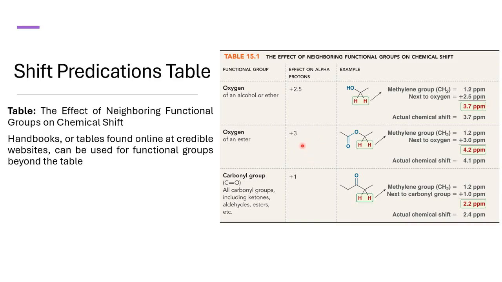If the alpha protons are part of a functional group containing an ester, then we expect them to be about 3 ppm more downfield. So a methylene group, again expected at about 1.2 ppm, because it's alpha to an ester, we add 3.0 ppm, and we would expect it at around 4.2 ppm. If they are on an alpha carbon of a carbonyl group, then we would expect them to be about 1 ppm more downfield, or about 2.2 ppm. Please note that these are approximations.